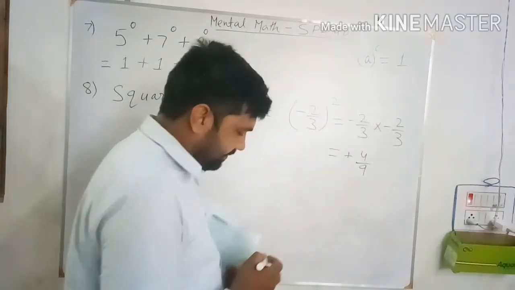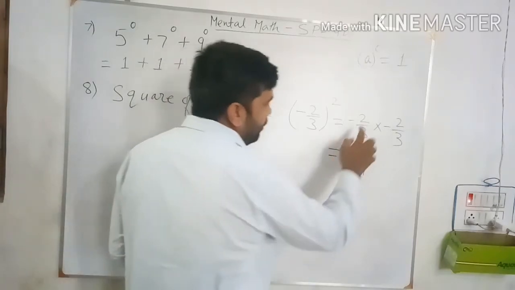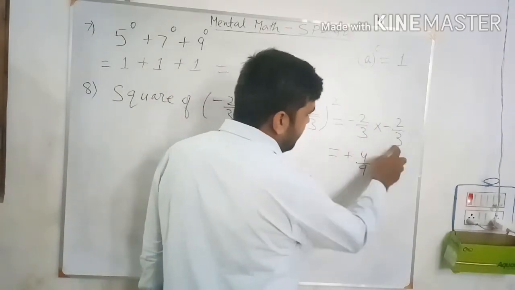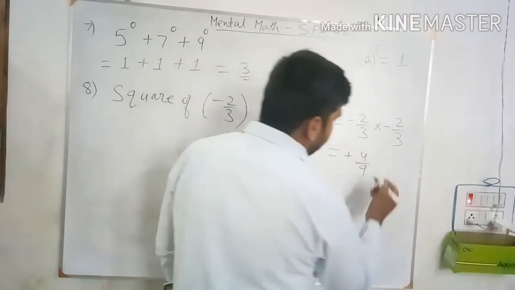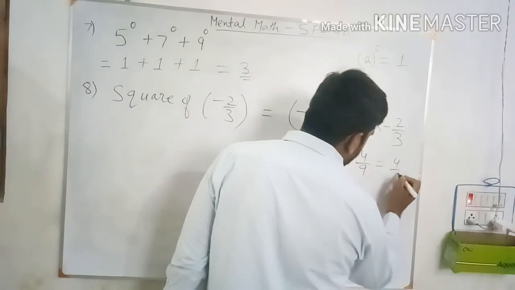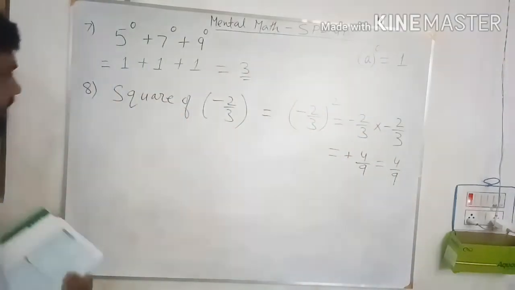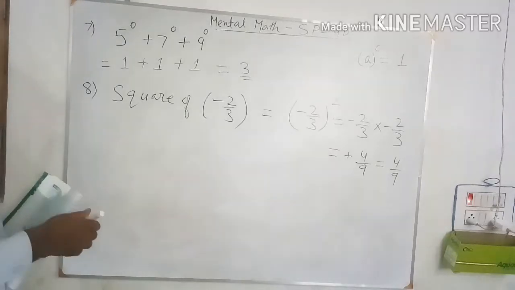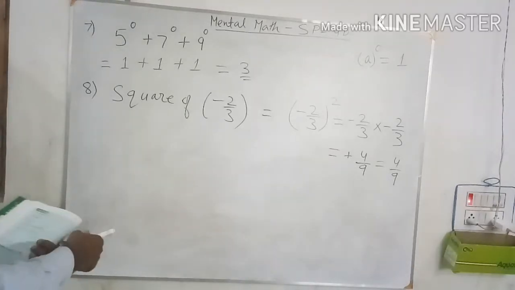We multiplied the numerator with the numerator. 2 multiplied by 2 gives 4, 3 multiplied by 3 gives 9. So the answer is plus 4 by 9. That is, 4 by 9 is the answer of question number 8. Square of minus 2 by 3 is 4 by 9. Now question number 9.